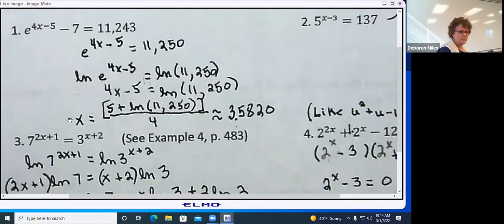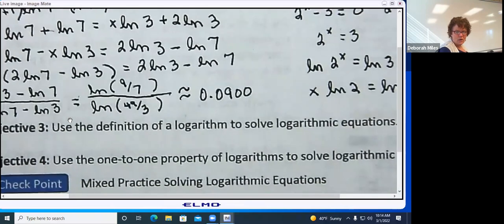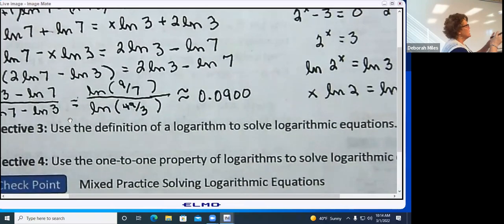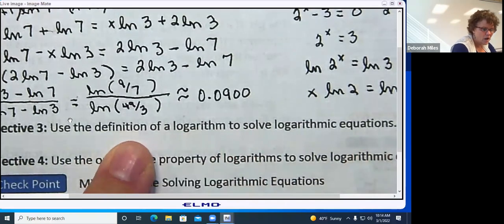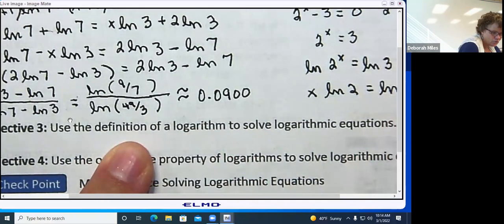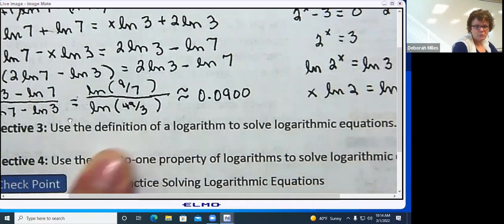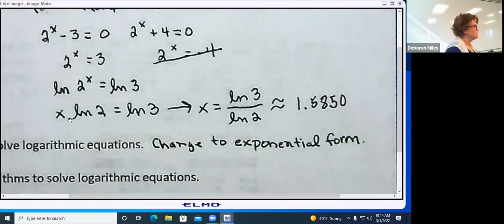All right, the 2 types of logarithmic equations are either you have a single log on both sides and you take off the logs, or you have log equals a constant and you change it to exponential form. Changing it to exponential form is what Blitzer calls use the definition of a logarithm. That just means change to exponential form. Sometimes there's a little bit of work to do before you can change it to exponential form, but that's going to be our way of getting rid of the logs.